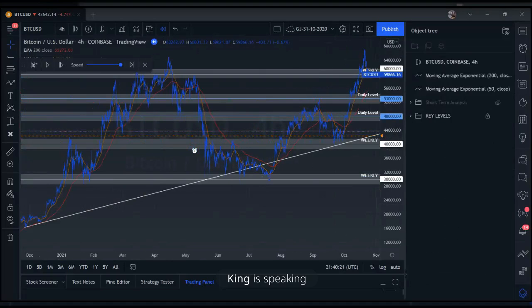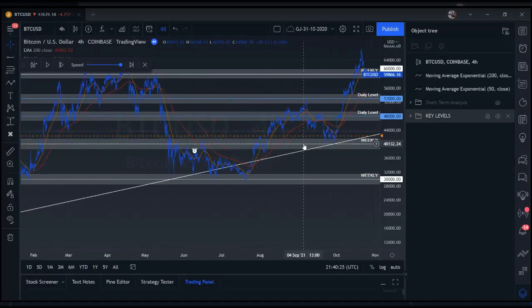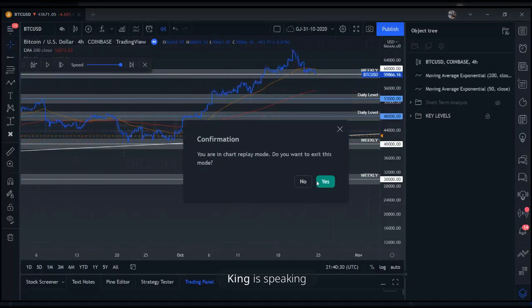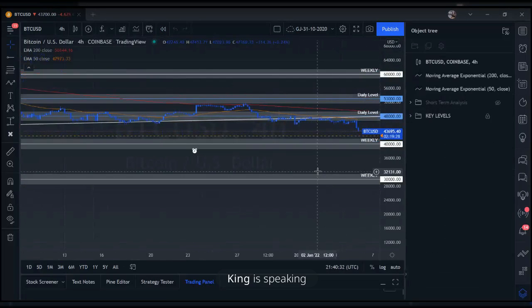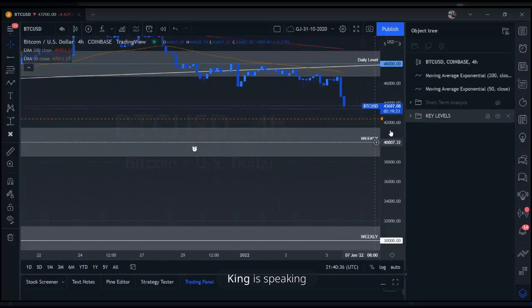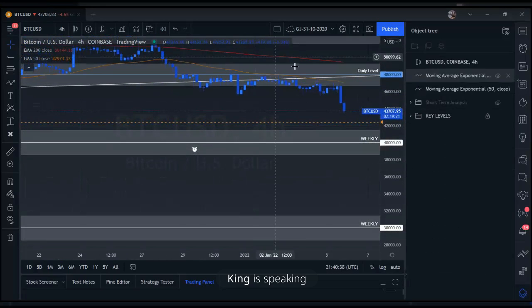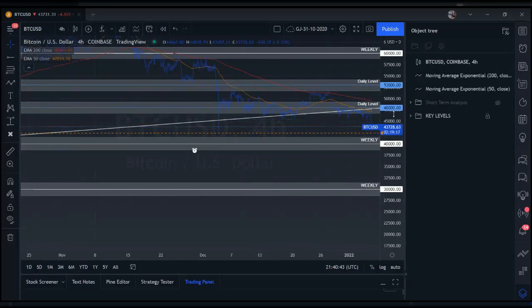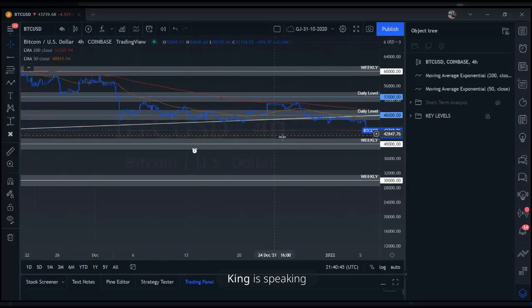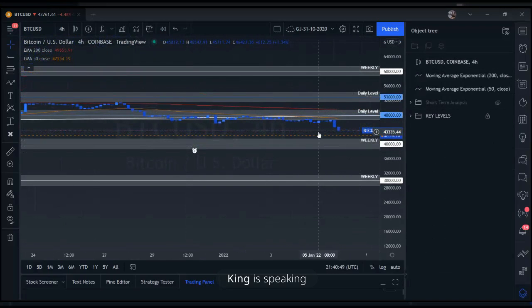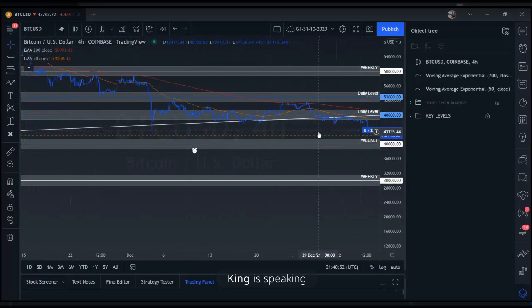So yeah, let's get into some analysis then. Obviously, let's get rid of this replay, get back to recent price action. Bitcoin is below 44K. Coming off this daily level here, obviously, as I was just saying, weekly level to weekly level, 40K should be the next place to go.